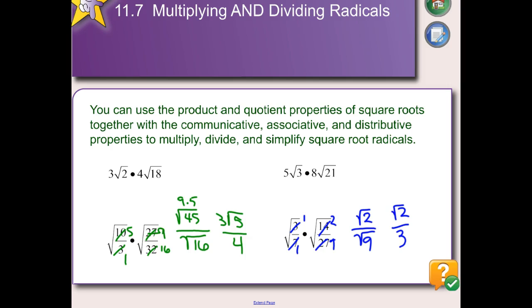So again, if the numbers are outside the radical, Mrs. Burton says outside the house, we can multiply them and put them together. If they're inside the house, we multiply them together and put them back in the radical. And then we see what we can cancel, or see what we can reduce. And then if we have fractions, we can use cross-canceling.